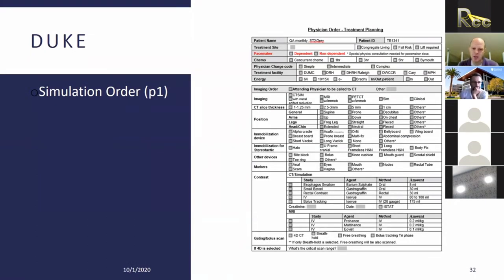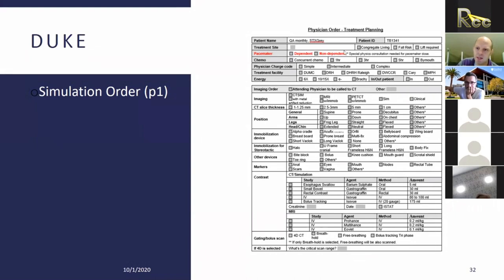So this is a copy of our simulation order. This may be a little too much information, there's a lot of things to check here, but we've kind of erred on the side of putting in details and then allowing them to select them, and having less that's free information and more that's granular. So you've got your patient information at the top that actually pulls in automatically.